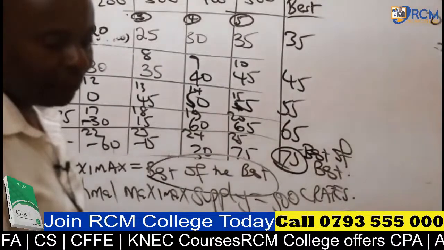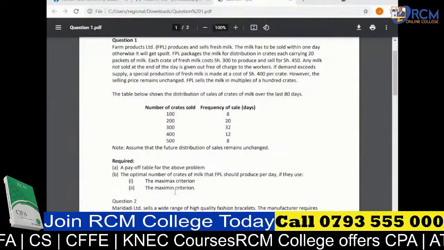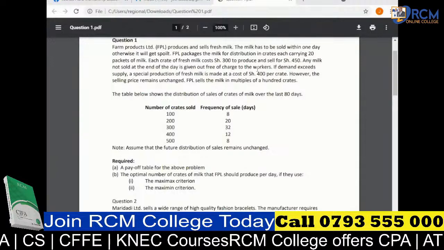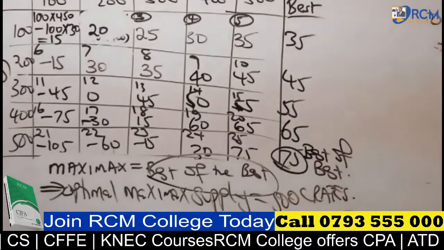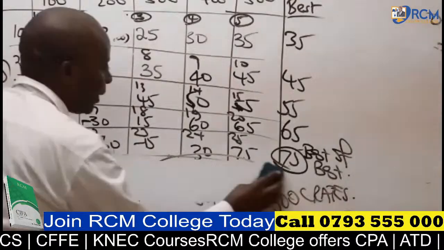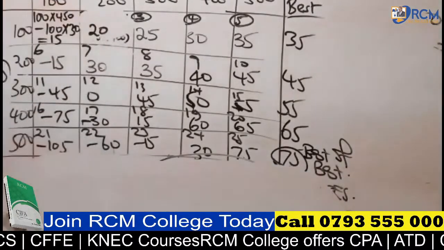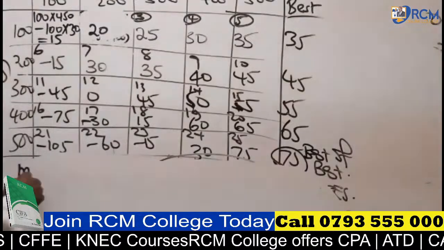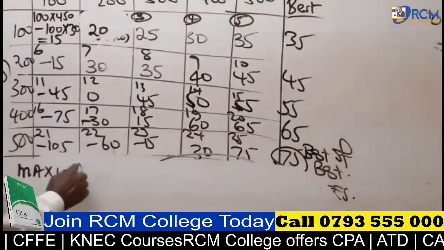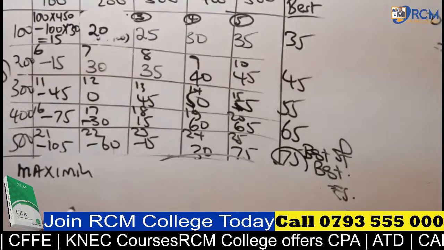The last one here is the Max-Mini criterion. So for the Max-Mini criterion, what do we have here? I know that Max-Mini is Maxi is best.